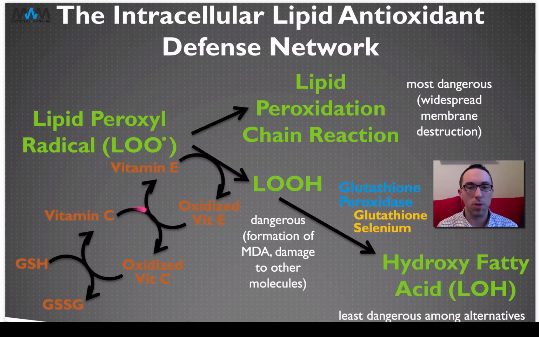Vitamin C then reduces vitamin E and recycles it, and in the process becomes oxidized itself. Glutathione, abbreviated here as GSH, then reduces vitamin C and recycles it, and becomes oxidized itself, which we abbreviate here as GSSG. So what vitamin E is really doing is taking the burden of supplying reducing power away from the membrane PUFAs and placing it on these other water-soluble antioxidants.